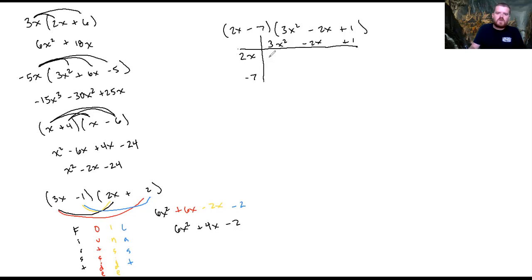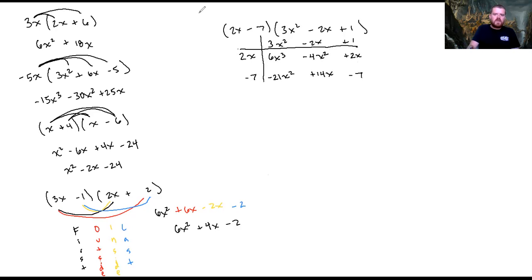So 3x squared times 2x, negative 2x times 2x, 2x times 1, and then go across on the second row, 3x squared times negative 7, negative 2x times negative 7, and negative 7 times 1.